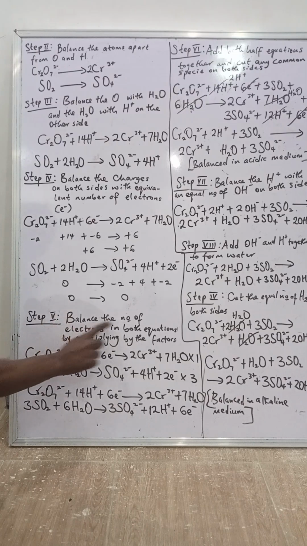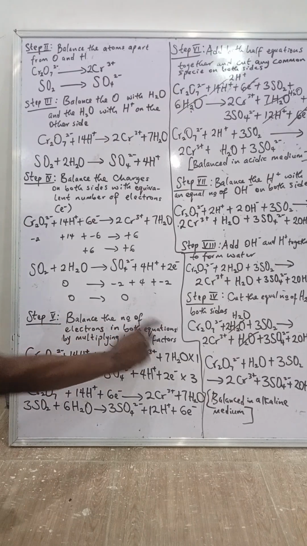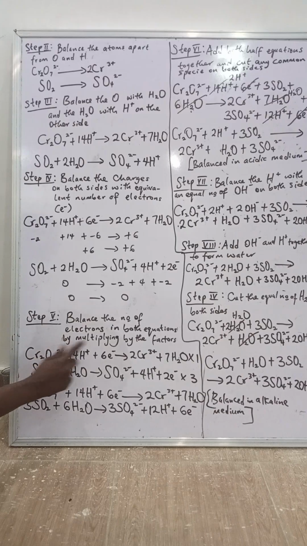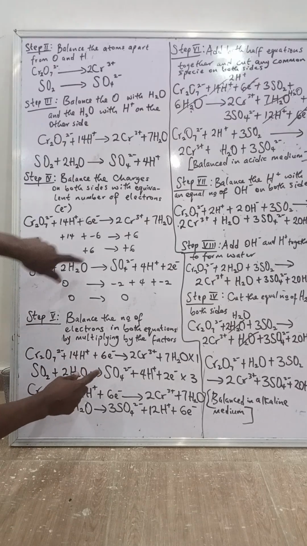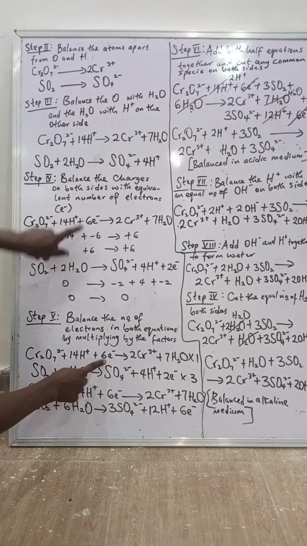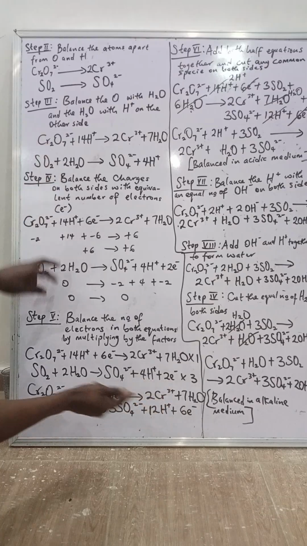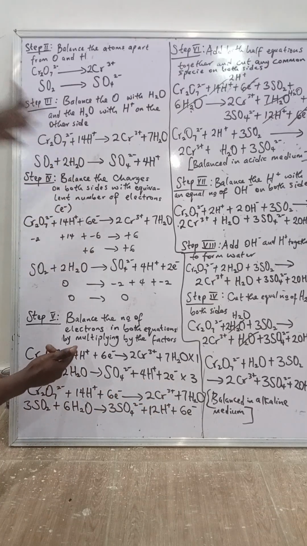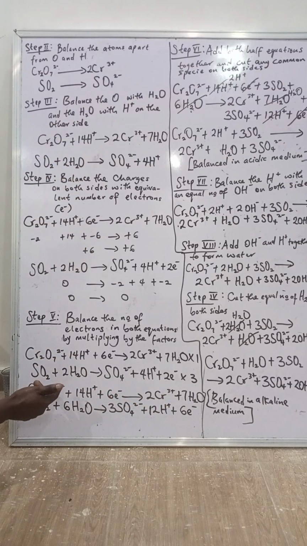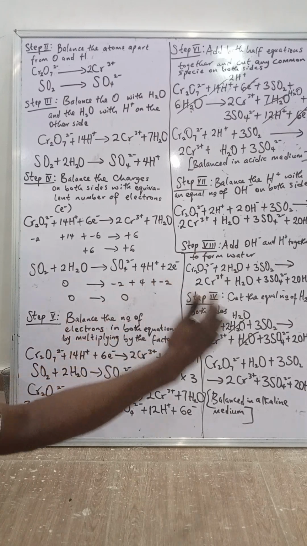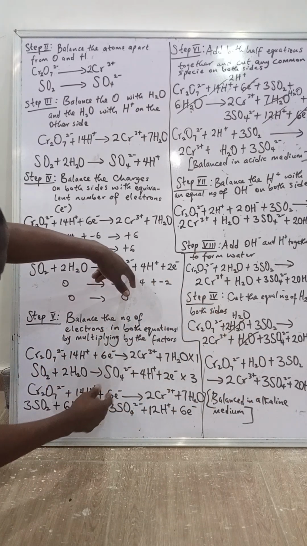Step 5. Balance the number of electrons in both equations. How can we do that? By multiplying by the factors. Now, if you observe, this is having 6 electrons. The other one is having 2 electrons. And the trick is this: if the 6 electrons are on the left-hand side for the first half reaction, they must be on the right-hand side for the second half reaction.